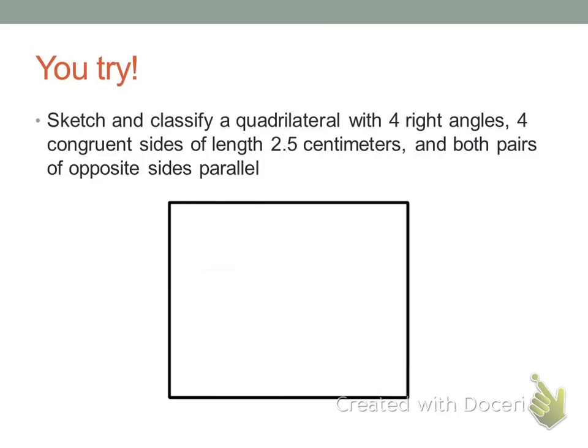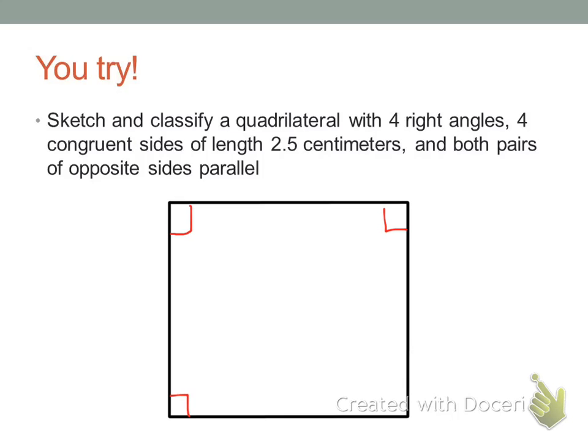All right, so I have a square here. How do I know that I have a square? How do I know, Kathy? 4 right angles and 4 congruent sides. Very good. 4 right angles and 4 congruent sides. So I know that I have a square.